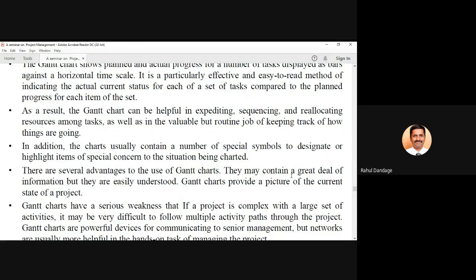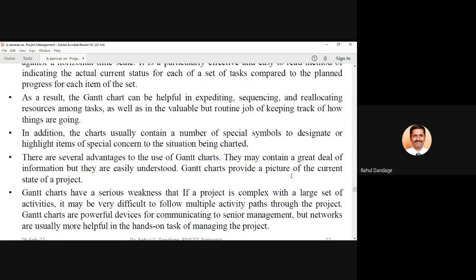The advantages of using a Gantt chart are, they may contain a great deal of information, but they are easily understood. So they are power packed with n number of information elements. They have been included in the Gantt chart, but still, as they are represented in the form of a diagram, all information related to that project is easy to understand. So these Gantt charts provide a picture of the current state of a project at any point of time. Just refer to the timeline and check what is the progress of your project.